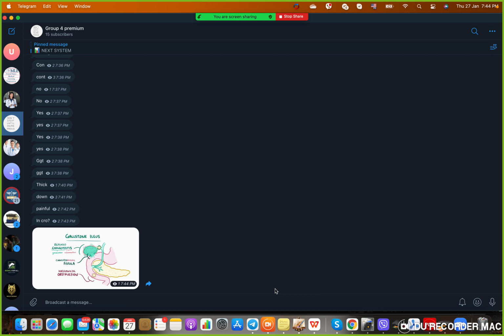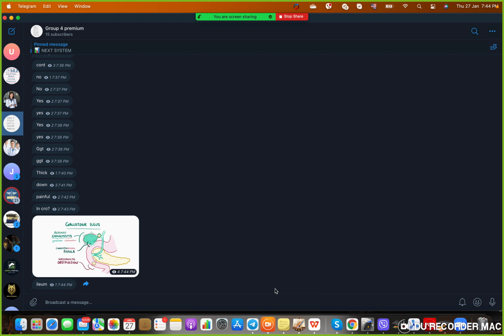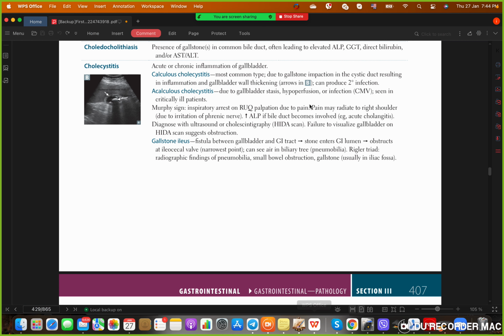Well, I hope you are thinking about the narrowest portion of your small intestine. That is exactly the last portion of the ileum, which is the ileocecal valve, okay? So they write, fistula between the gallbladder and the GI tract. The stone will enter the GI lumen and it can obstruct the ileocecal valve, which is the narrowest point, which is the connection between the ileum and the cecum, yes?